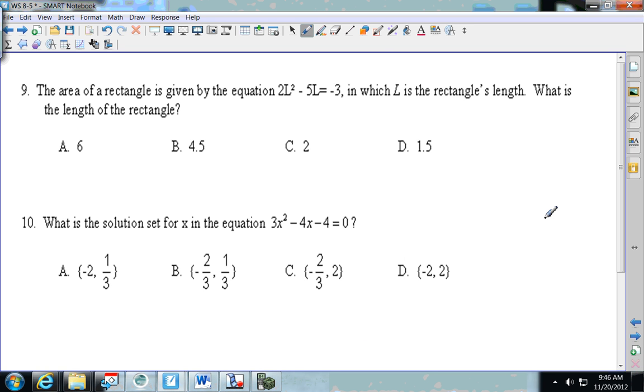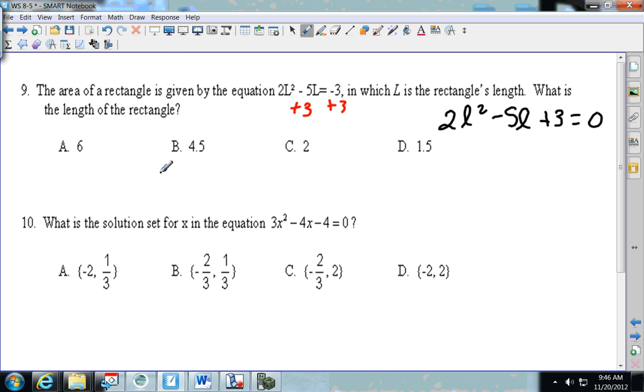Okay, on number 9, it says the area of the rectangle is given by the equation. It gives it to you, where L is the rectangle's length. What is the length of the rectangle? Well, the easiest way to do this, let's set it equal to 0. So I'll add 3 to each side. You get 2L squared minus 5L plus 3 equals 0.